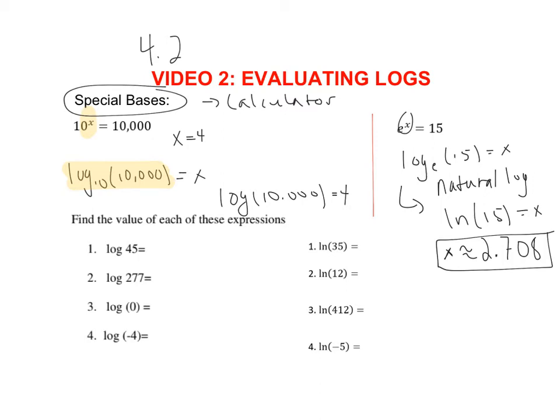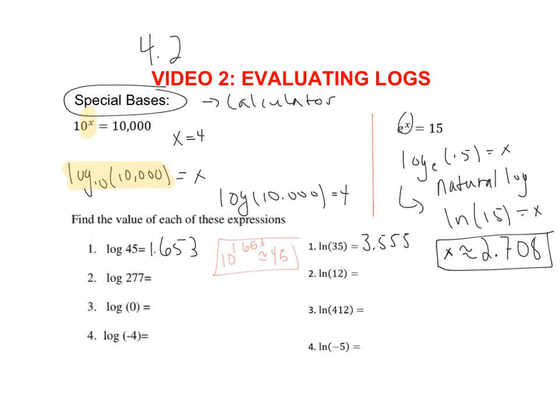So we can do all these problems. I'm going to have you try them. Log of 45, type that in your calculator, you get 1.653. Natural log of 35 is 3.555. You can get approximations, actual numbers, and what these are saying is, if I take 10 to the 1.653, it's going to be approximately 45. Same thing with e to the 3.555, it'll be approximately 35.